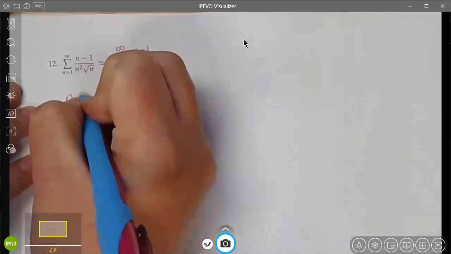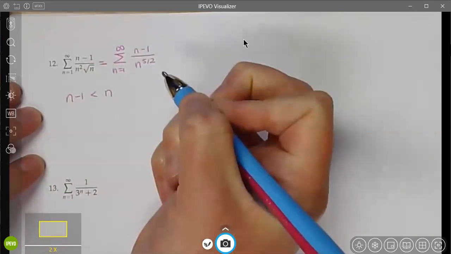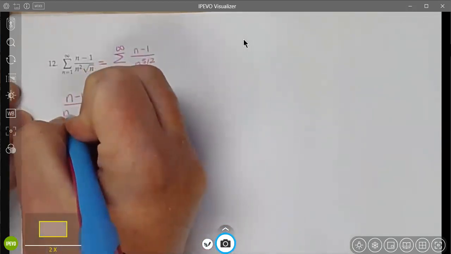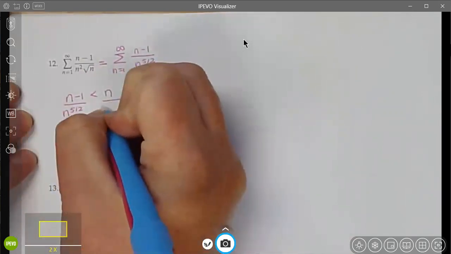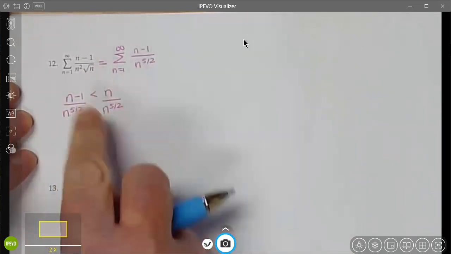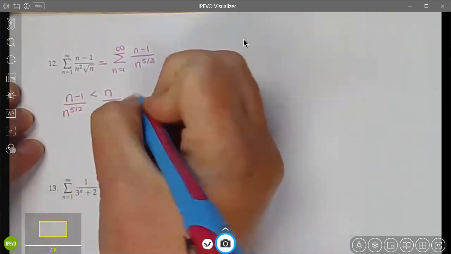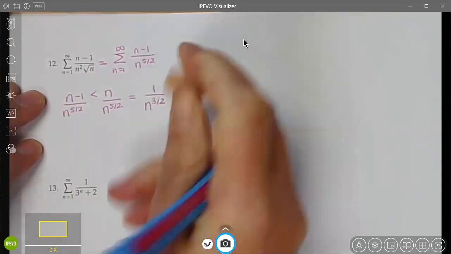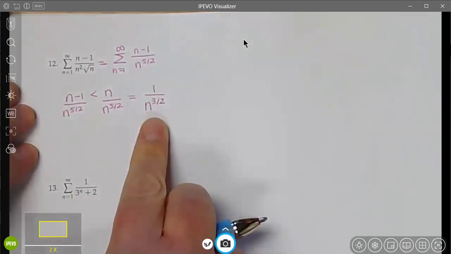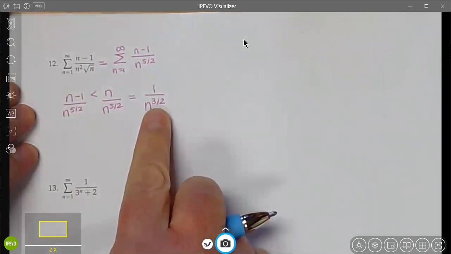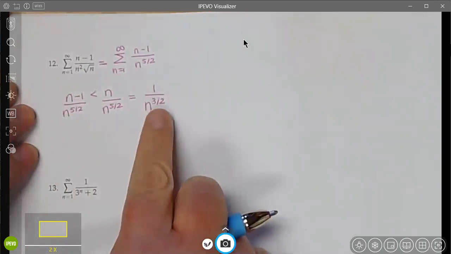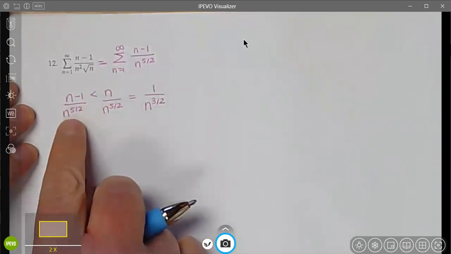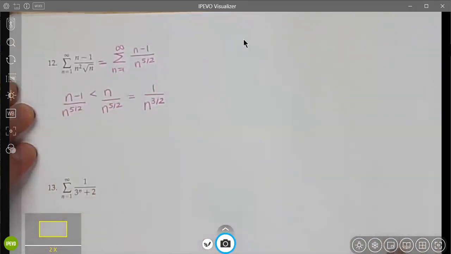So I know n minus 1 is smaller than n. And then I'll divide through by n to the 5 halves. Okay, and then I'm going to simplify this n over n to the 5 halves. That gives me 1 over n to the 3 halves. So this looks like the piece from a p series, and my p would be 3 halves, which is bigger than 1, which converges. So this bigger piece here converges, which means the smaller piece that I'm interested in also converges. So I'm good to go to start my write-up.